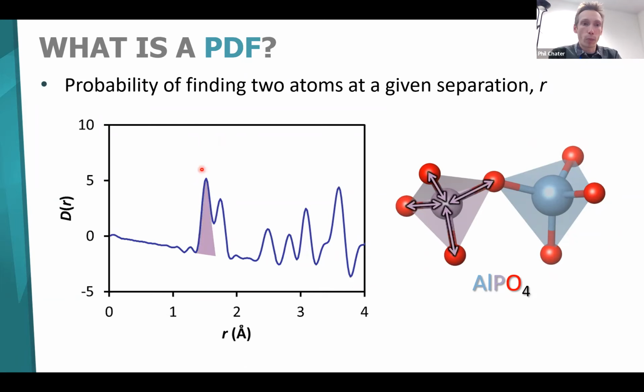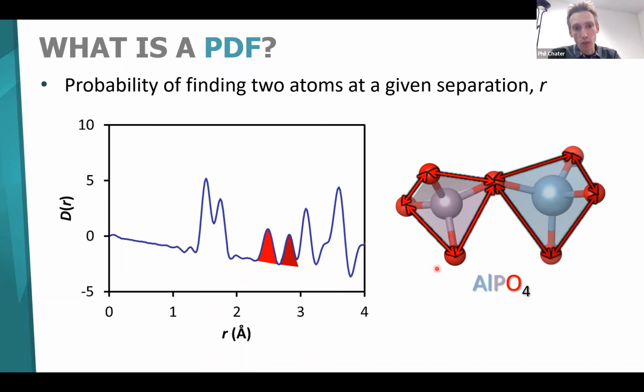And what we have are a series of peaks in our PDF, and they correspond to distances within this system. So this first distance here is this phosphorus oxygen distance. The next one here is a slightly longer aluminium oxygen distance. As we go to higher and higher R, we pick out different oxygen distances, and so on. Obviously, this gets more and more complicated as we go to higher R, because there are more and more peaks that exist in that R range.